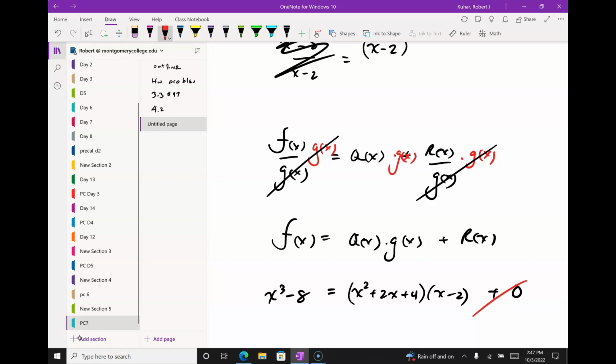So I'm gonna do a heck of a lot more. So let's do another one from a section of the book where I'm gonna get a remainder.